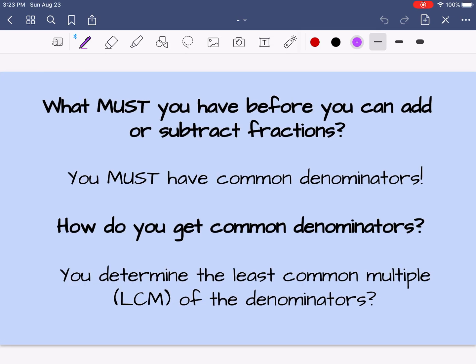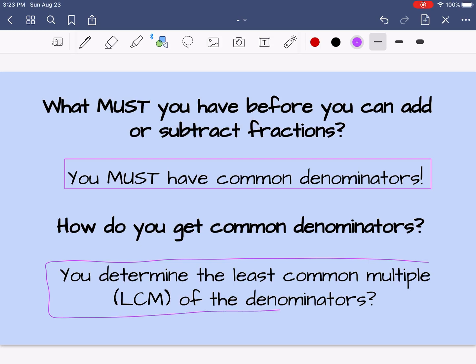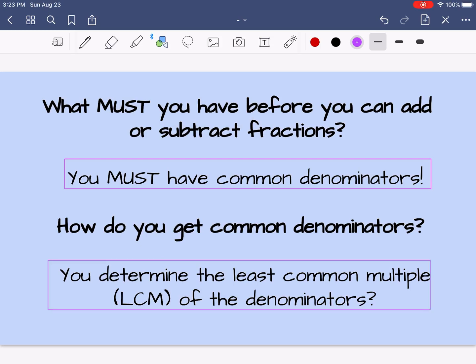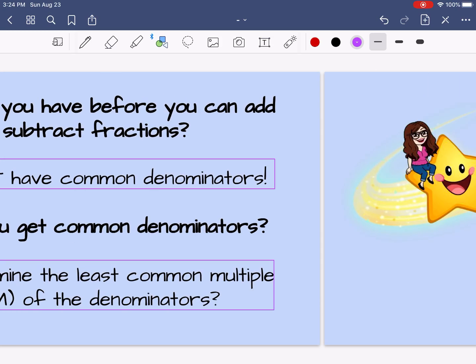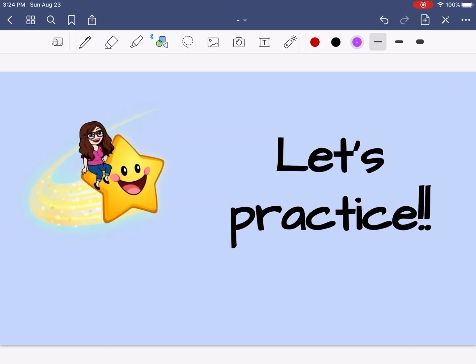What must you have before you can add or subtract fractions? Well, you must have common denominators. You have to have that before you can add or subtract. How do you get common denominators? You determine the least common multiple, otherwise known as the LCM, of the denominators. Oh, that has a question mark. That should be an exclamation point. Good to know. Okay, so let's go ahead and practice.